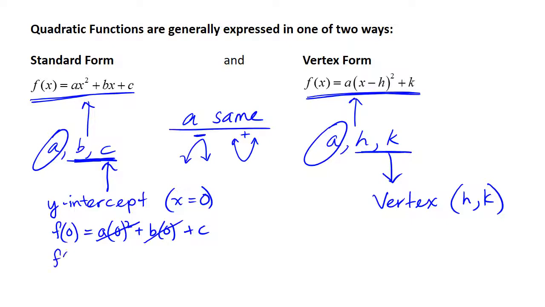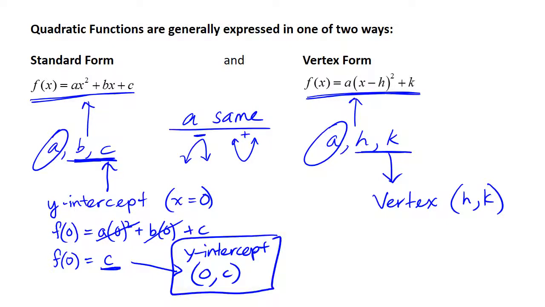So when I plug 0 into any quadratic function in standard form, I'm going to be left with c, the constant term. That means that c is the y-intercept value. So we always are going to have a y-intercept at (0, c). So the y-intercept in standard form is clearly shown right away. And that can be useful in many applications when you need to know where you're starting the process. The y-intercept is often called the starting value. So if you're in standard form, you're automatically given the y-intercept right away.